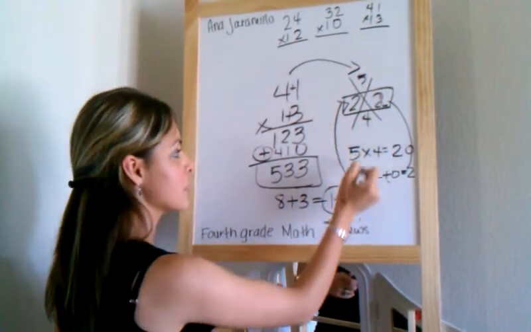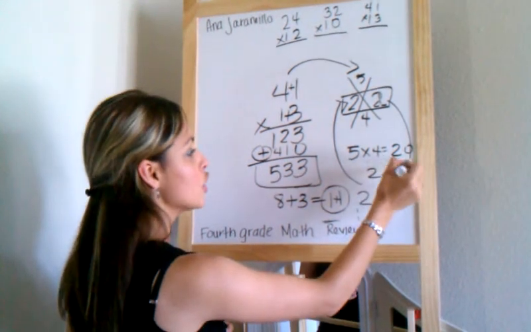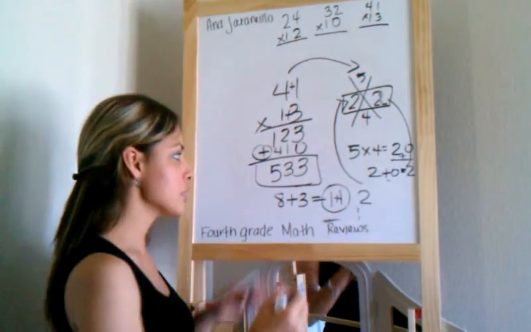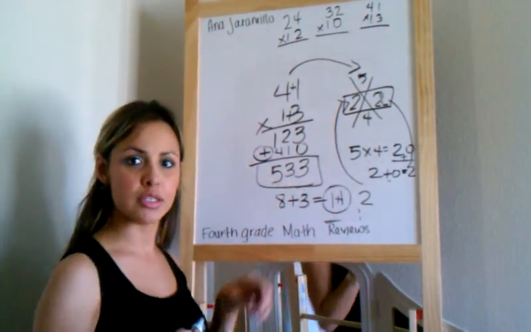If it's 5, like we said, 5 times 4 and it's 20, you're going to add these two together. If it's 3 digits, like we did here, you're going to do the 3 digits together.